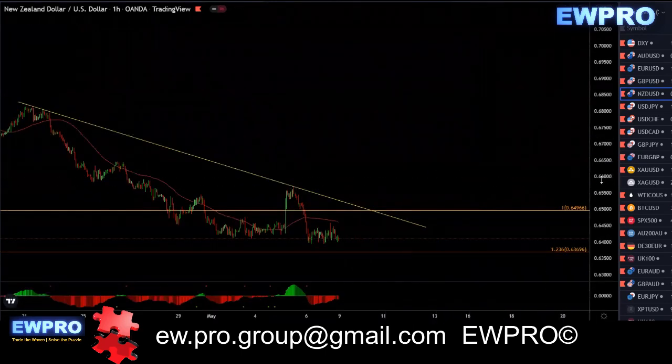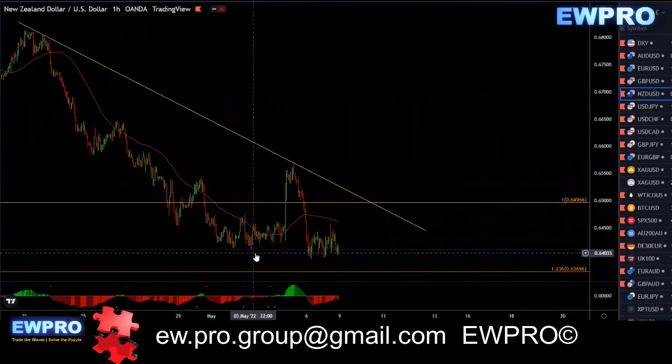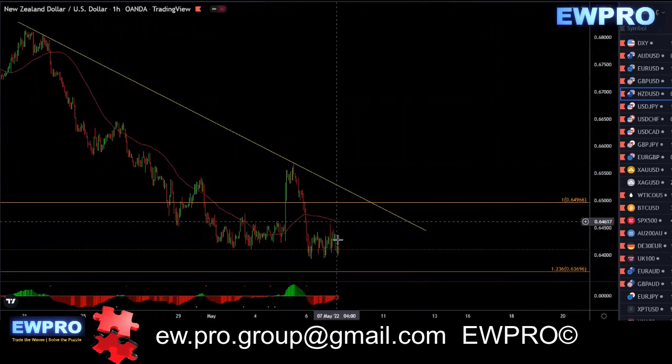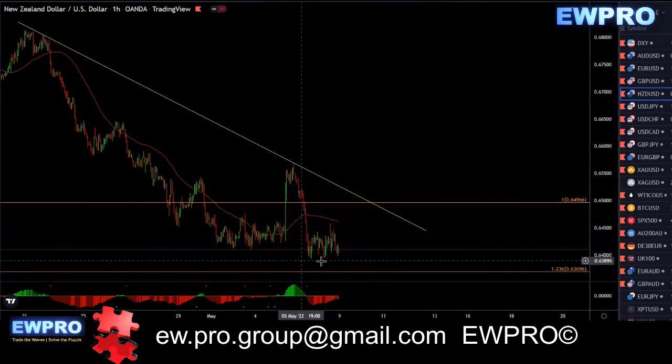On the H1, you can see we've broken this low, and this is looking rather corrective for more downside. So you definitely can look to trade that down.